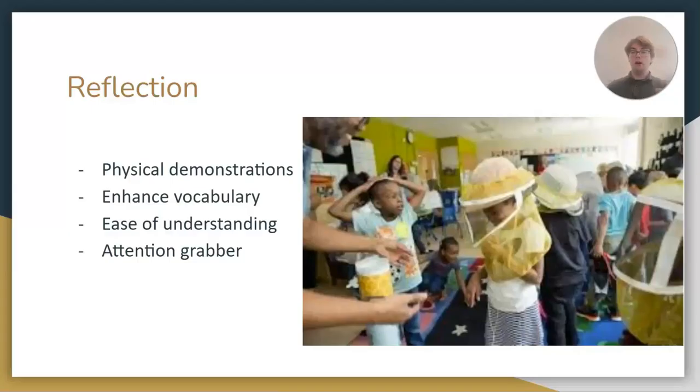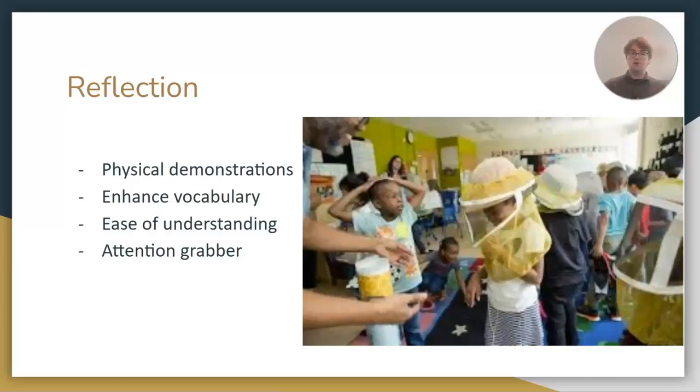Now, reflecting on Realia as a strategy, why is it so good? Why does it work? Physical demonstrations, really, that's the big thing for me. You have these physical items that you're holding out in front of you. It can be easier to pull students' attention, and they're able to focus in more on this thing. And you're now describing it, and it's easier to understand because you can use it as a tool for educating your students.